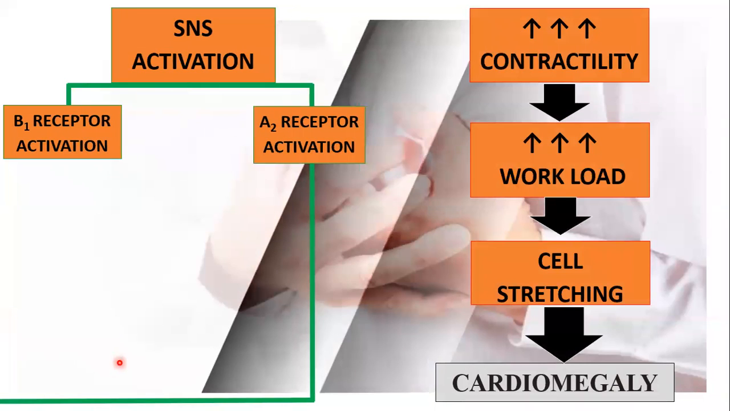Moving on now to the last event, the increase in myocardial contractility, it would increase now the workload, thus stimulating a lot of cell stretching. So the heart would compensate by hypertrophy, and it would be manifested in our patient as cardiomegaly.